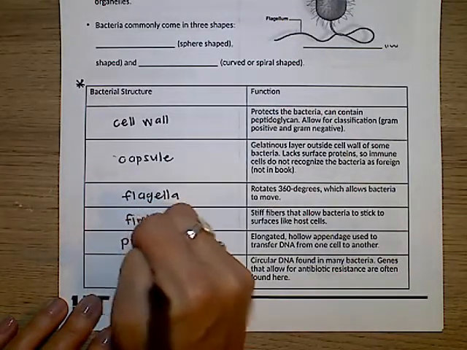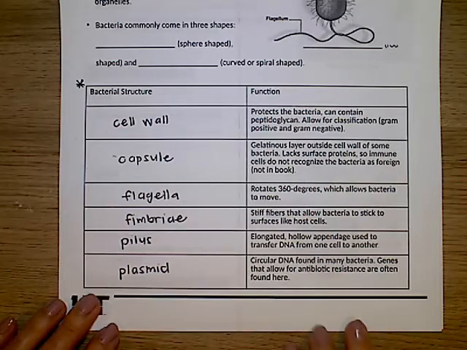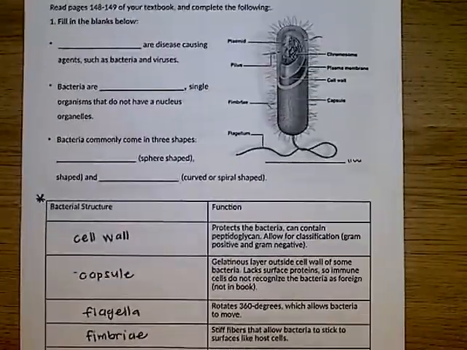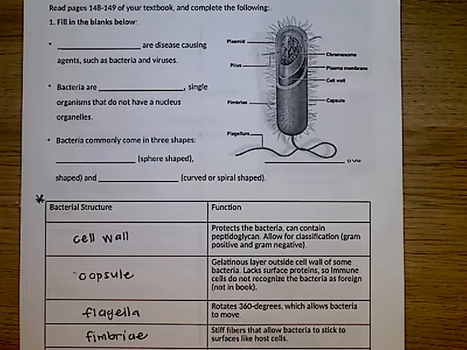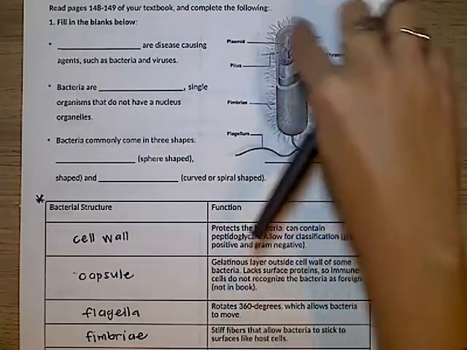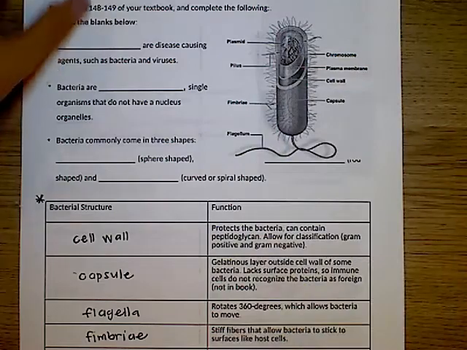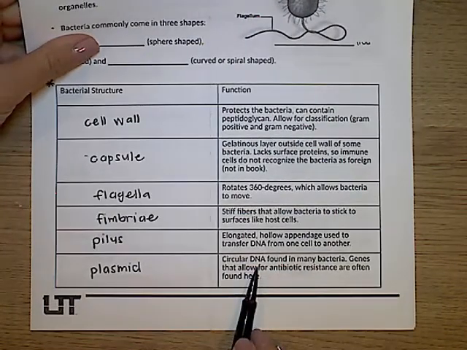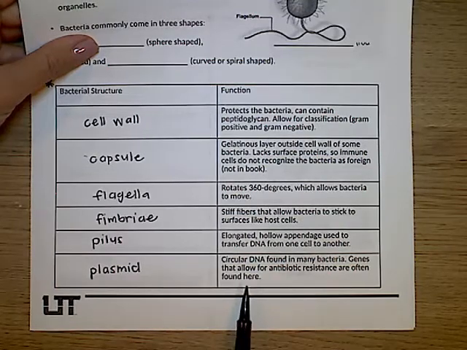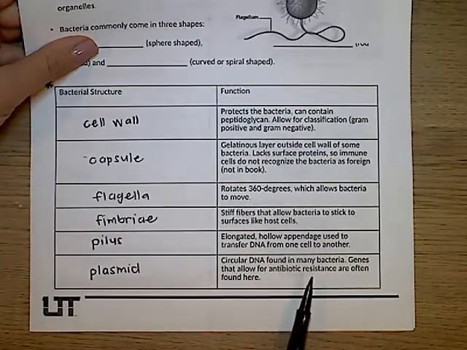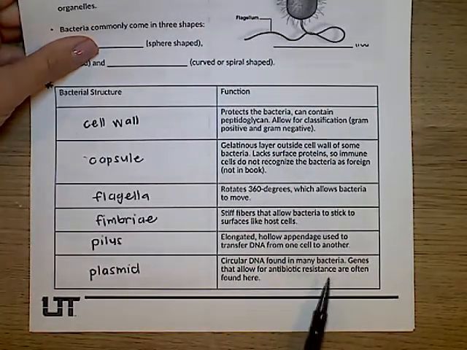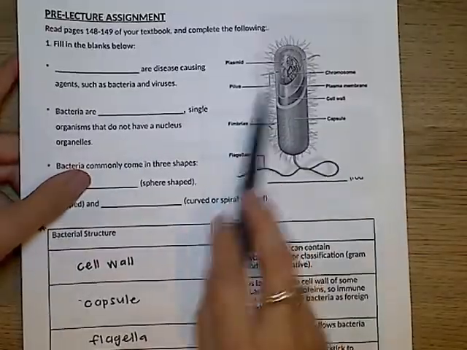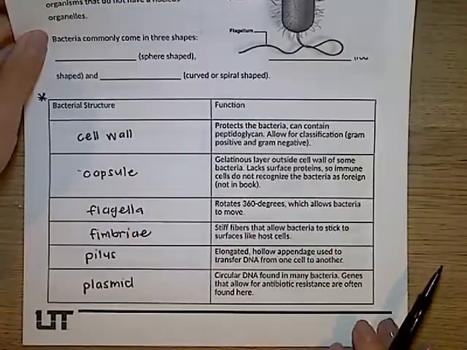And last of all, we have a plasmid. Plasmids are really cool. A bacterial cell is prokaryotic, so it doesn't have a nucleus, so the DNA is just kind of strewn about inside. But they can have these little circular portions of DNA, and a lot of times these genes allow for antibiotic resistance, and they're found in the plasmids, and that's one thing that can be transferred from one bacterial cell to another.